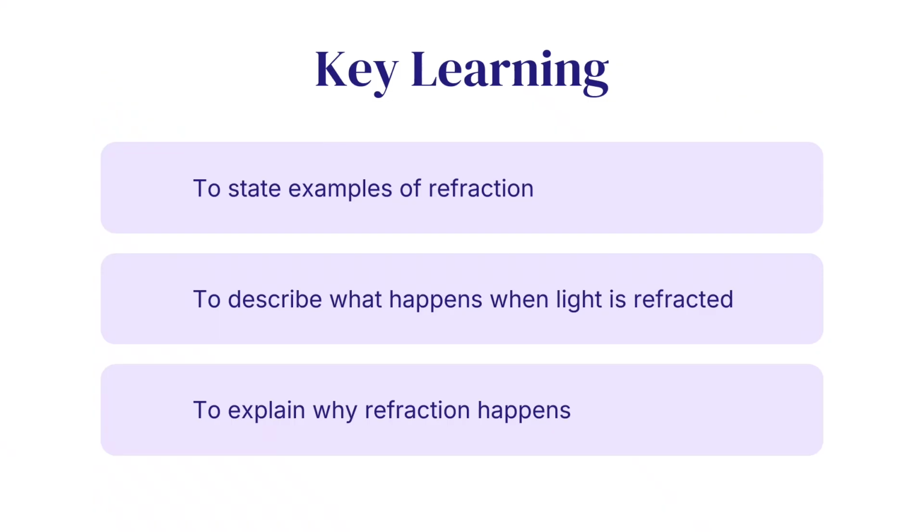Today we're learning about refraction, which is the bending of light when it passes from one material to another. By the end of this lesson, you'll be able to state examples of refraction, describe what happens when light is refracted, and explain why refraction happens.